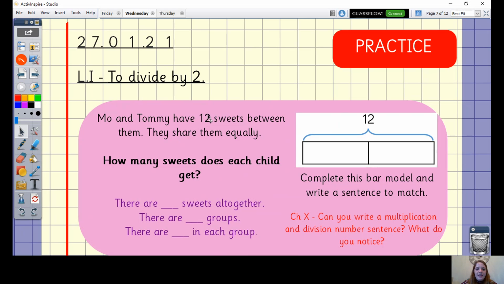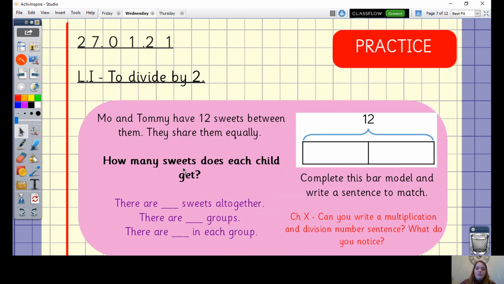So finally then, for our practice, again, we've got a bar model like we had a practice at yesterday. Now this bar model is going to be a sharing bar model. Okay, so a little easier than the one yesterday. Mo and Tommy have 12 sweets between them. They share them equally. So if you look at our bar model here, it's been split into 2. So I can share 1 to Mo, 1 to Tommy, 1 to Mo, 1 to Tommy, counting up to 12.